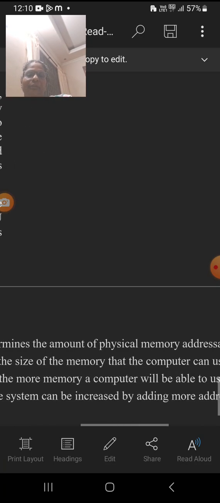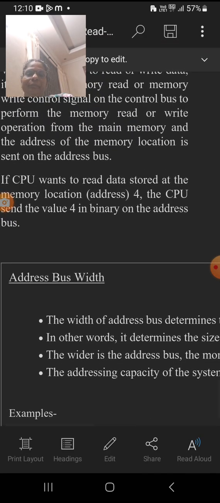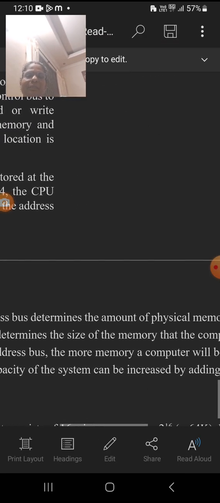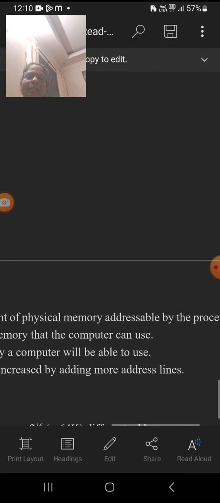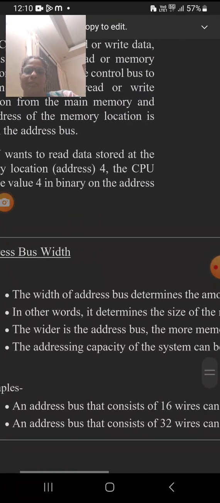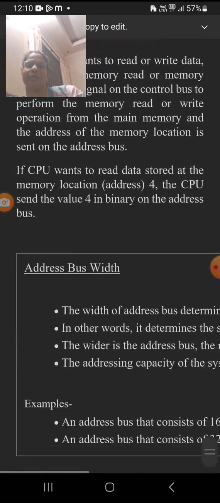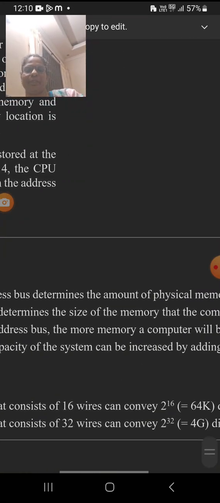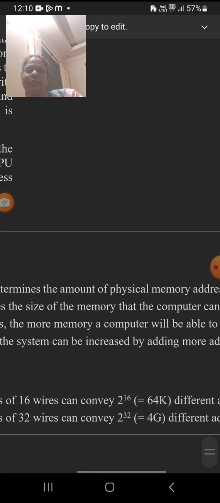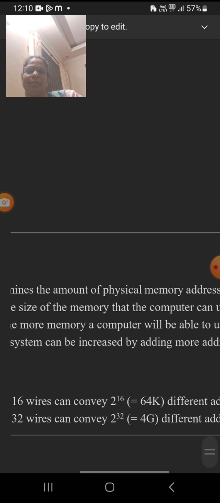The wider the address bus, the more memory the computer is able to use. The addressing capability of the system can be increased by adding more address lines. So an address bus of 16 wires transfers 16-bit addresses, and 64 wires transfer 64-bit addresses. So 2 to the power 16, or 2 to the power 32, which gives 4G different addresses.